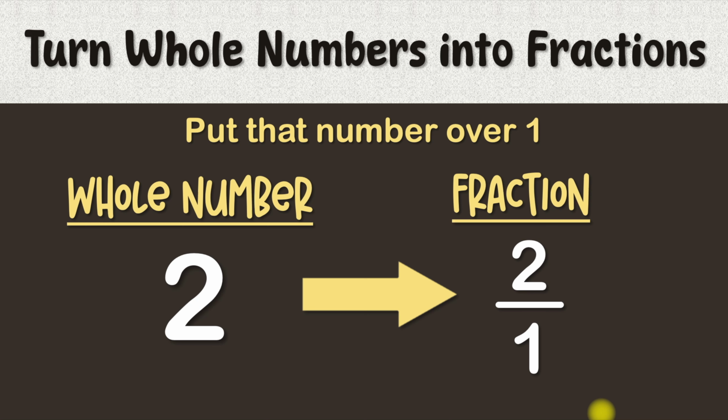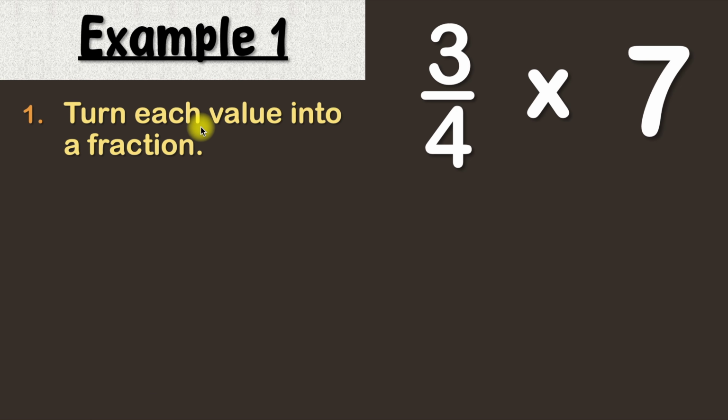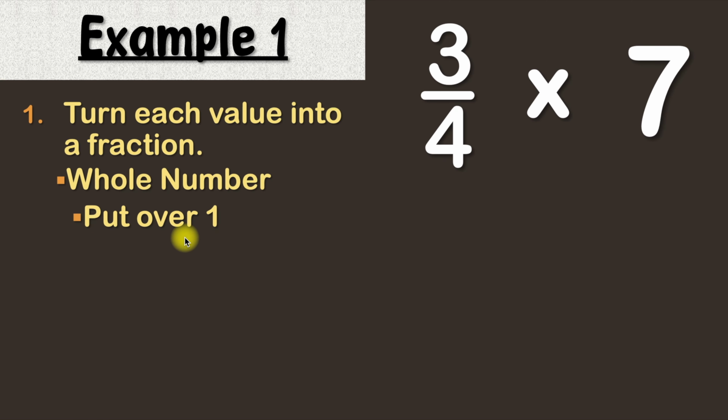So let's go into our first example. Here we have 3 over 4 times 7. Step number 1 is to turn each value into a fraction. The first value here is already a fraction, but this number 7 is not. And to convert that whole number into a fraction, we need to put it over 1. So this 7 will become 7 over 1.